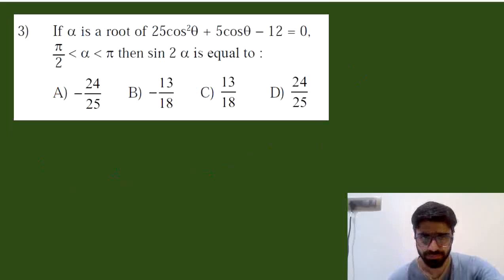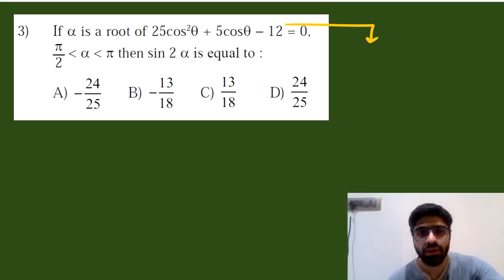Take the third one. If alpha is the root of the given expression, so alpha is basically a possible value of theta for this particular equation, and alpha lies between pi by 2 and pi, that is alpha is greater than pi by 2 and lesser than pi, indicating that alpha is an angle from the second quadrant. Then the value for sine 2 alpha will be equal to what? All you need to do is solve this equation. And can that equation be factorized?